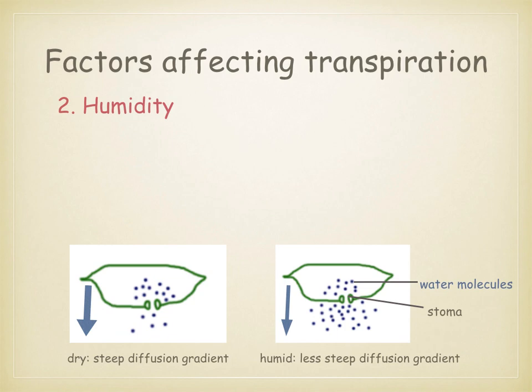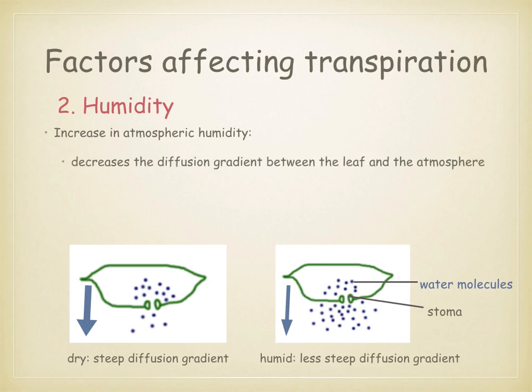Okay, the next factor is humidity. If you increase the atmospheric humidity, what do you think is going to happen to the rate of transpiration? Well, this is going to decrease the diffusion gradient between the leaf and the atmosphere. So, it's going to decrease the rate of transpiration.